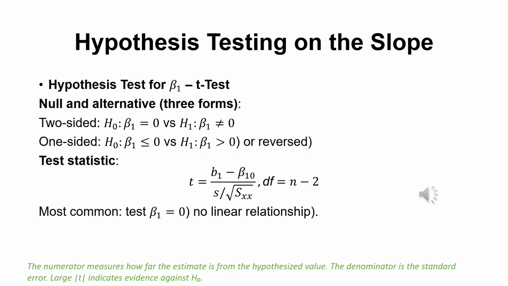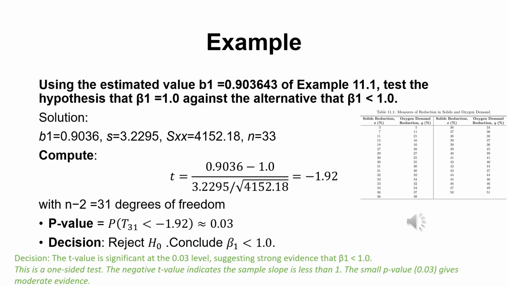The test statistic is t equals b minus the hypothesized beta_10 divided by the standard error, s over root S_xx. Degrees of freedom are n minus 2. The most common test is whether beta_1 equals 0, meaning no linear relationship. In this example, we test whether the true slope beta is less than 1.0.